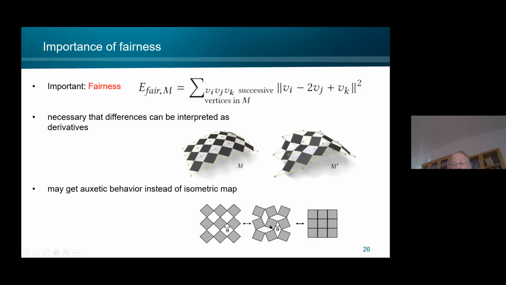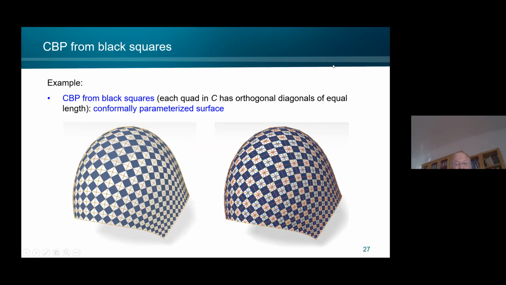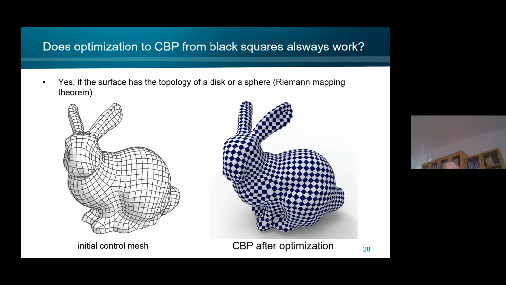And this behavior is also automatically prevented if we apply fairness to the control mesh. Here is a simple example. We take an initial quad mesh and optimize it so that the faces have associated parallelograms, which are actually squares here. So we get the checkerboard pattern from black squares, meaning each quad in this mesh has orthogonal diagonals of equal length. This is a conformally parameterized surface, and we can even keep here the reference surface. It also works here for the bunny, which is a closed surface.